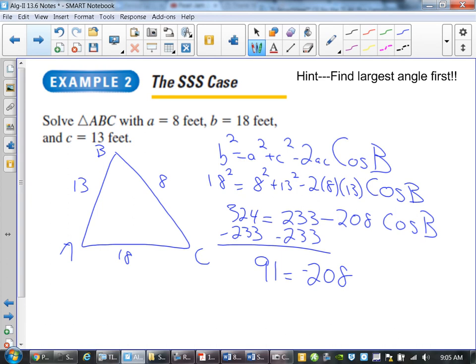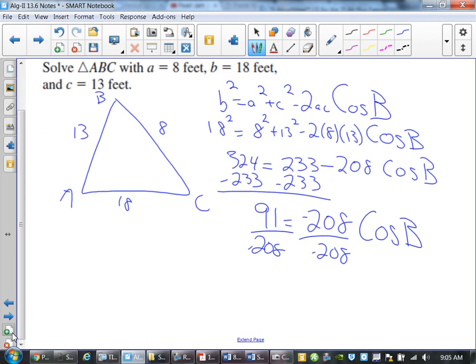Now remember, that's a negative 208. How do you undo multiply? 91 divided by negative 208, I get some decimal. What does that decimal have to equal then? How do you undo a cosine then? Inverse. Yeah, so at this point now, with that decimal in your calculator, second cosine of your answer, you get 115.94. There's your angle. Is that acute or obtuse? Do you have to worry about anything then? Nope. And then you just bounce it through with law of sines.